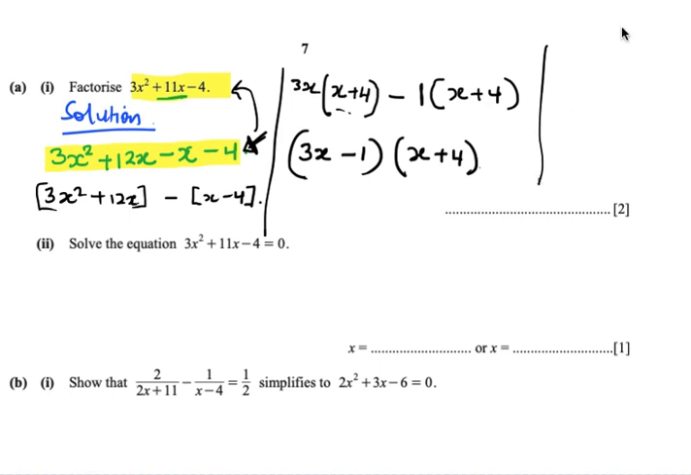Okay, you can check. This is how you can check. You can multiply. You open up these brackets. When you open up the brackets, you must be getting back to the original function. Okay, so 3 times x is 3x squared. 3 times 4 is 12x. Negative 1 times x is negative x, and negative 1 times 4 is minus 4. So this part here will give us 11x, and we end up getting the original function. So this here is the answer to this question.